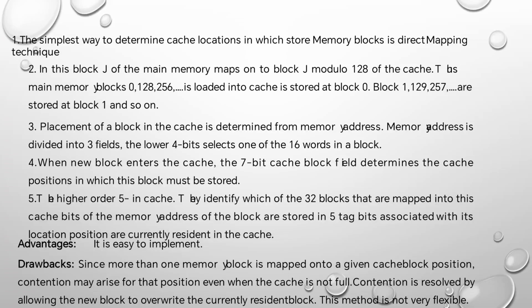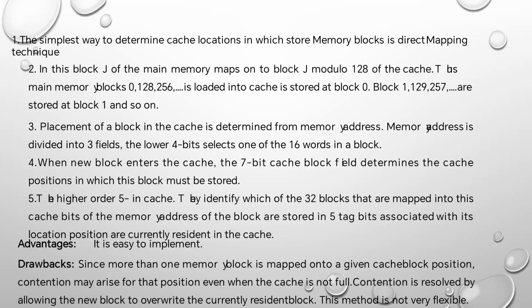The higher-order 5 bits in the cache identify which of the 32 blocks that are mapped into the cache position are currently resident. The high-order 5 bits of the memory address of the block are stored in 5 tag bits associated with its location in the cache.